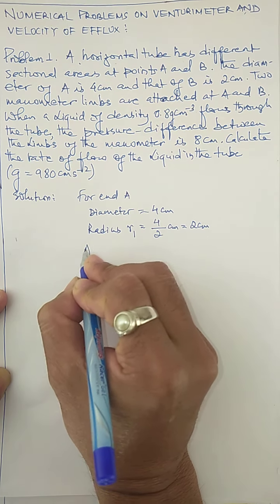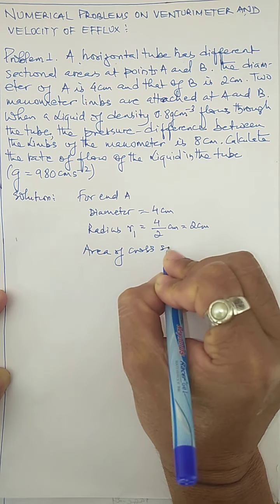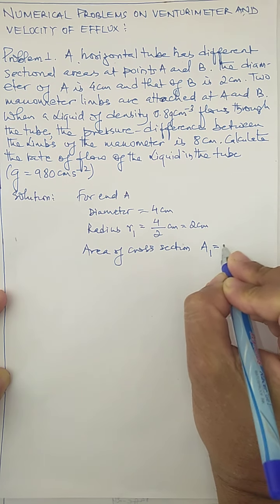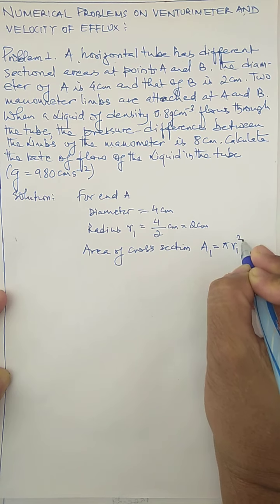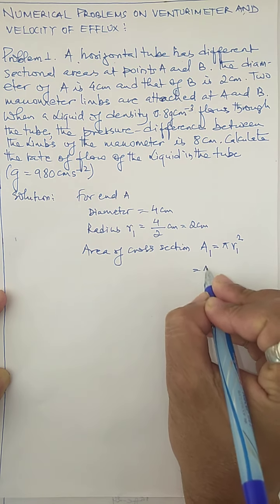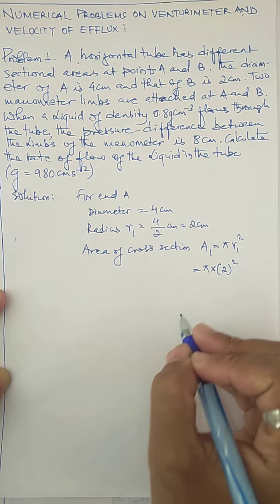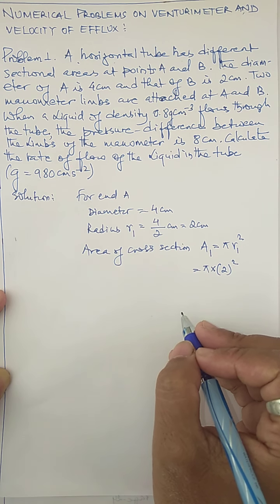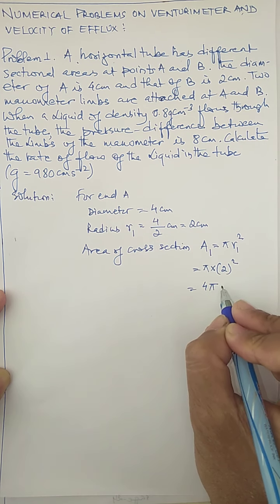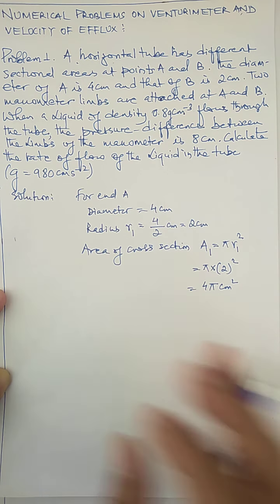Now this is for end A, which has diameter 4 centimeter and radius 2 centimeter. So what is the cross section area? Let me mark the area of cross section at end A by letter A1, and that is pi r square, but I write R1, that's why A1 equals pi R1 square. So pi into R1 means 2 with whole square. 2 square means 4, so it will be 4 pi centimeter square. So this is the area of cross section at end A of that horizontal tube.